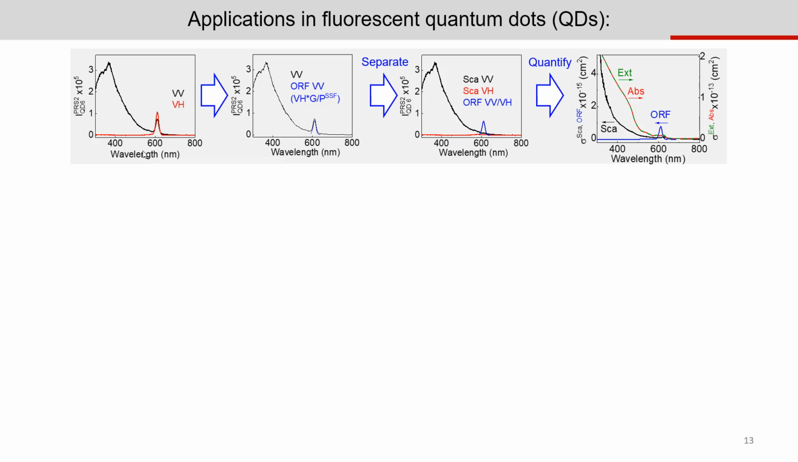The last example application is to study the effect of shell coating on fluorescent quantum dots. The quantum dots we study have ORF contribution to the scattering signals in the PRS2 spectrum. With PRS2 or pulse, which we will talk about later, the ORF can be separated from the scattering, and the cross-sections of all these optical properties can be quantified.